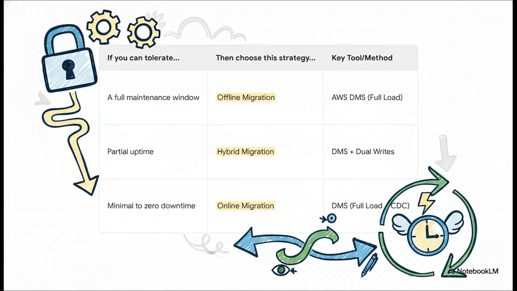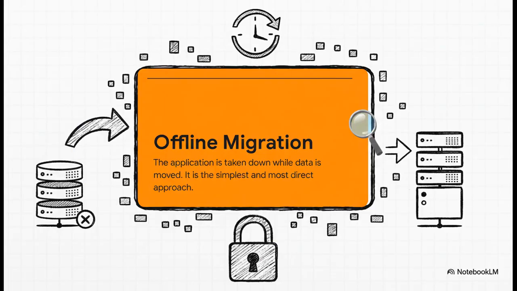If you can handle a full maintenance window, an offline migration is going to be your simplest route. If you need at least some uptime, maybe keeping the lights on for reads, you're looking at a hybrid approach. And for those mission-critical apps that just can't go down ever, an online migration is the only way to fly. So let's look at that first path.